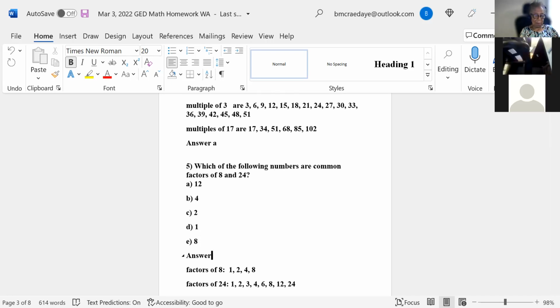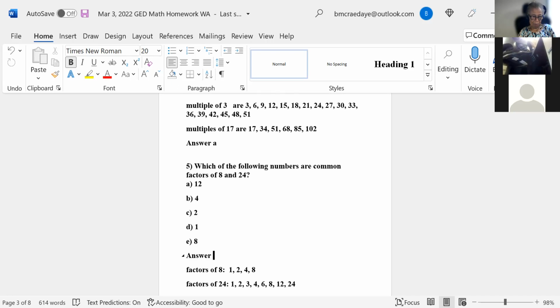So which of the following numbers are common factors of 8 and 24? So the answer would be what? There's more than one. Remember, you have the choices A, B, C, D, E. So which letters have 1, 2, 4, and 8?